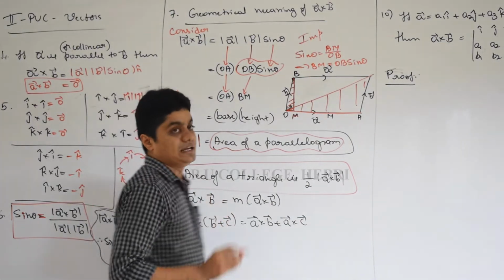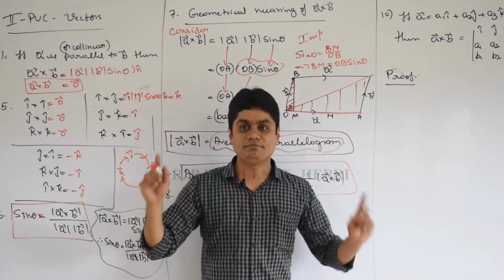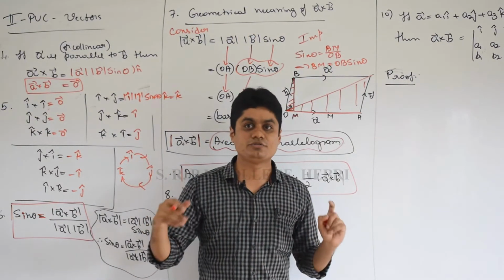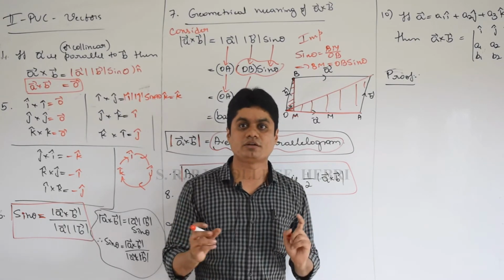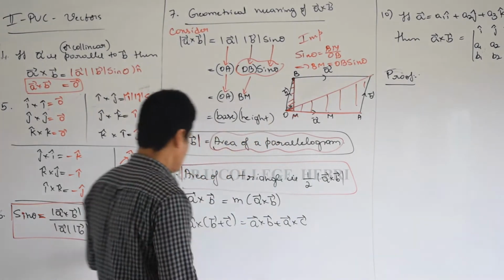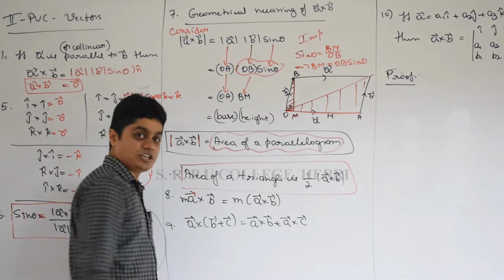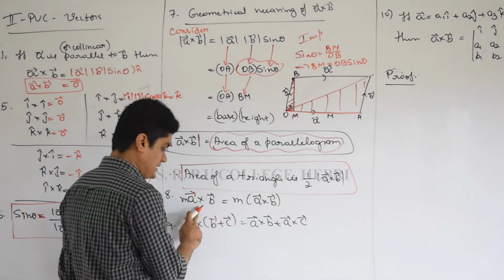So if you want to find the area of a parallelogram, find the cross product and its magnitude, you will get the area of the parallelogram. If you want to find the area of a triangle, find the magnitude of a cross b, then divide by 2. Okay, so the next property of cross product, that is m into vector a cross b.